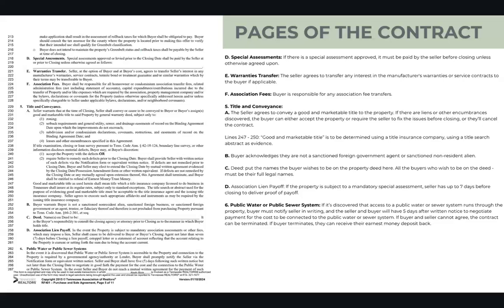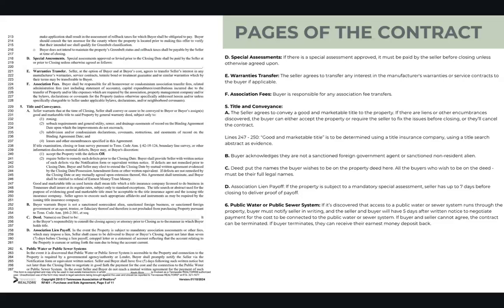C covers the deed. You're going to put the names the buyer wishes to be on the property deed here. All the buyers who wish to be on the deed must put their full legal name. The association lien payoff. So if the property is subject to a mandatory special assessment, the seller has up to 7 days before closing to deliver proof of payoff.